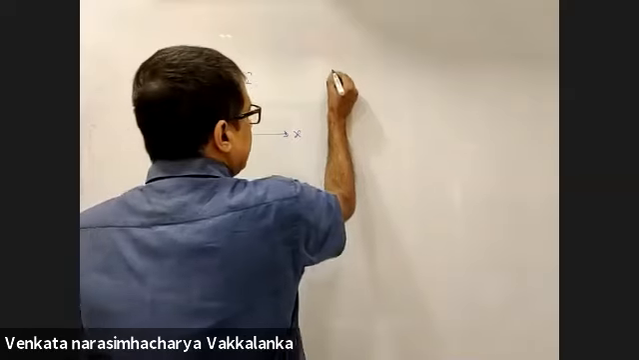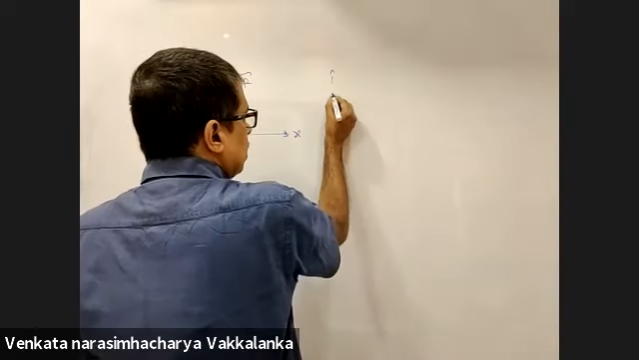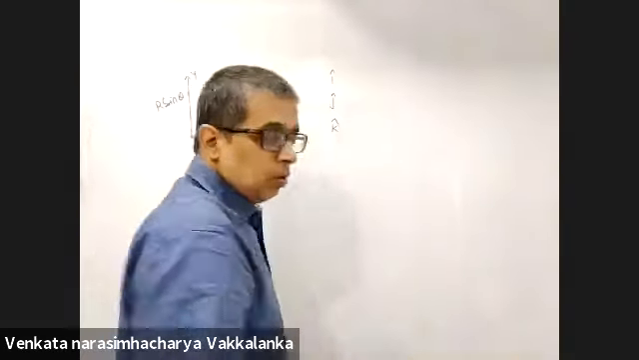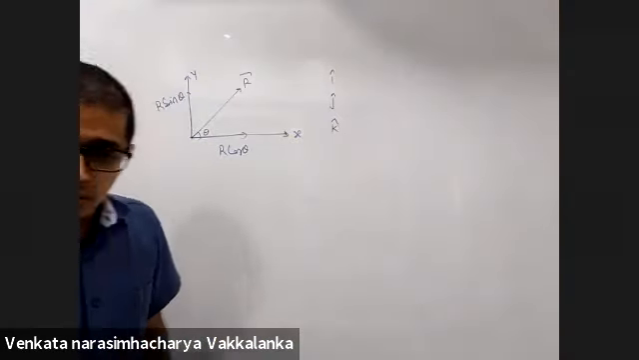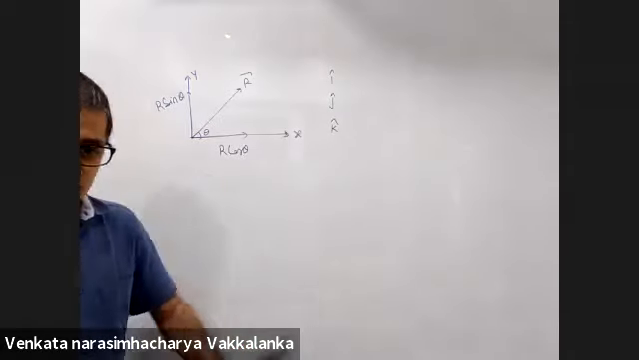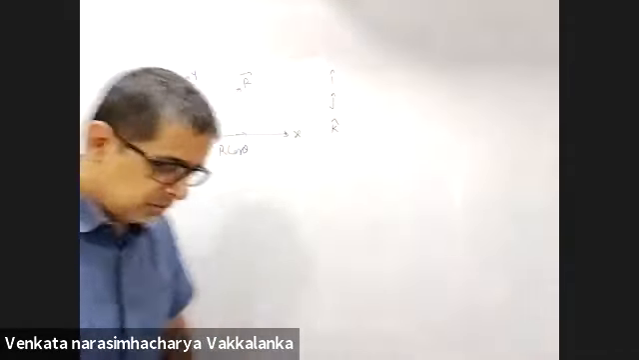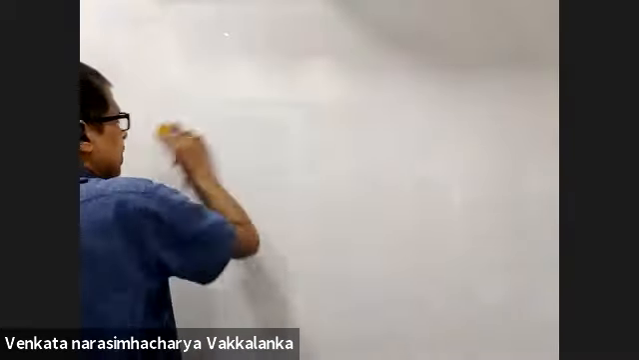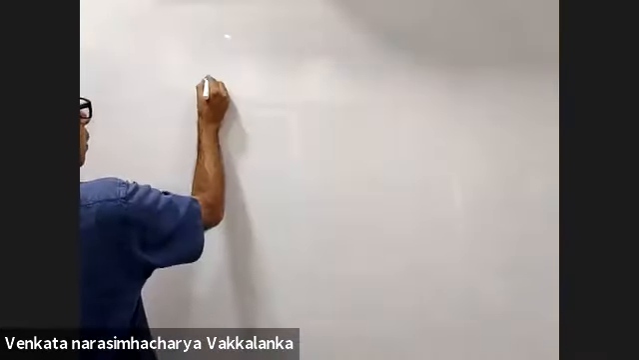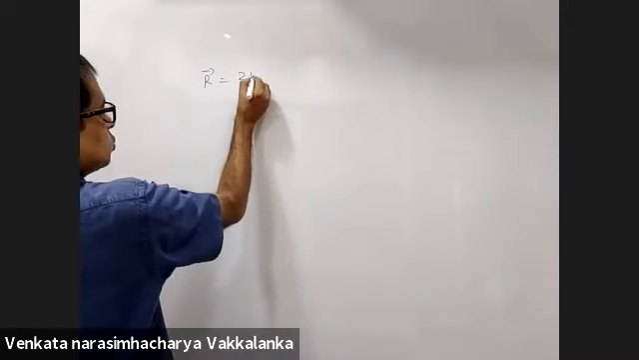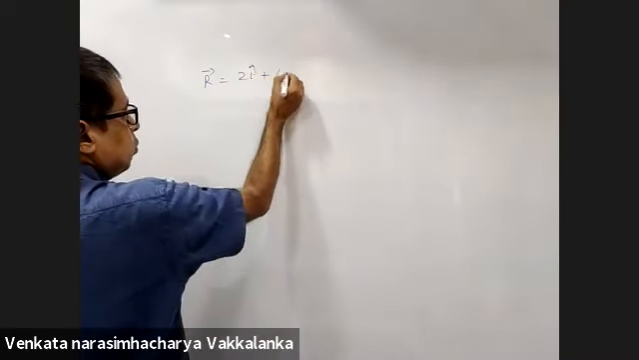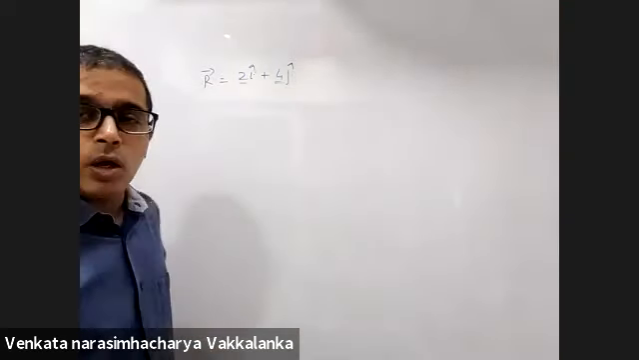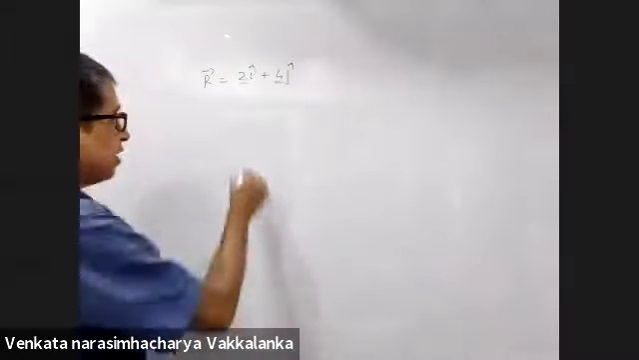We remember that i cap is the unit vector along x-axis. j cap is the unit vector along y-axis. k cap is the unit vector along z-axis. Do we remember this? If ever we write a vector R as 2i cap plus 4j cap, that means 2 and 4 are the coordinates of the head of the vector.